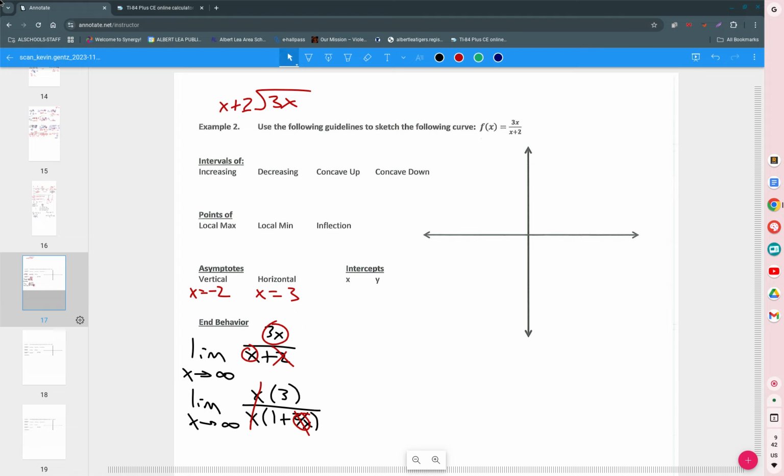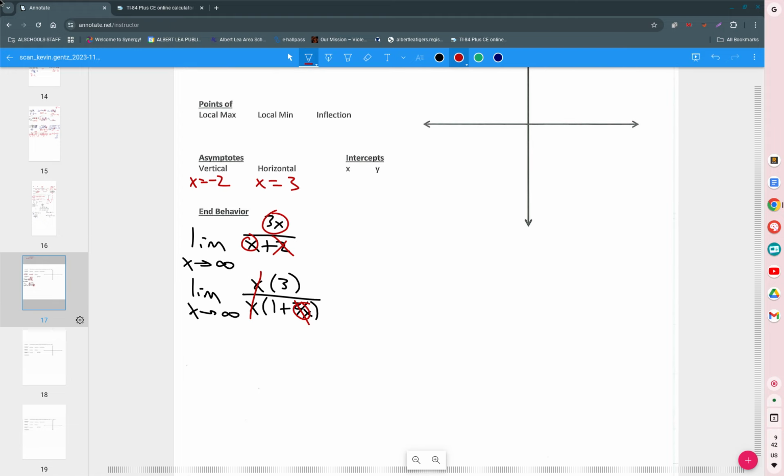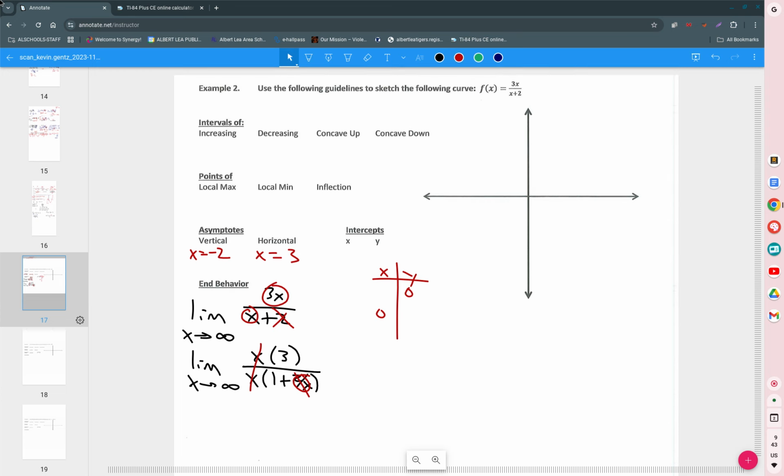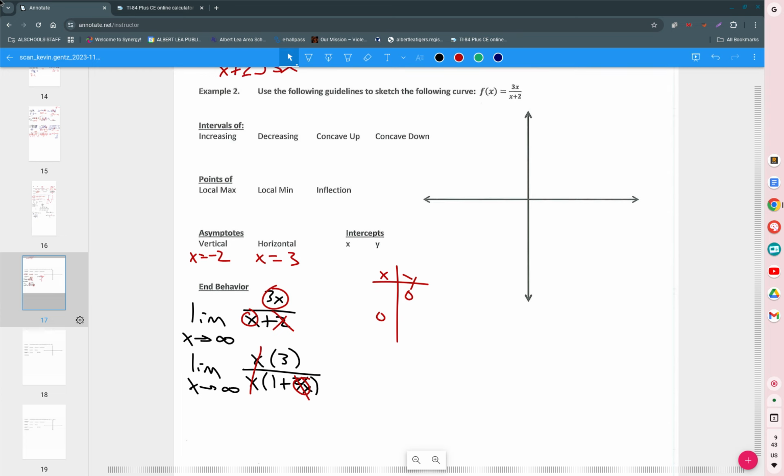All right, let's consider the x and y intercepts. I have the x-intercepts and y-intercepts. I set up my little table. I plug in 0 for y, I plug in 0 for x. Let's start by plugging in 0 for x. If x is 0, I get 0 over 2. And what is 0 divided by 2? 0. So you can tell it goes through the origin. I'll set this up so you can understand how it's going to work.